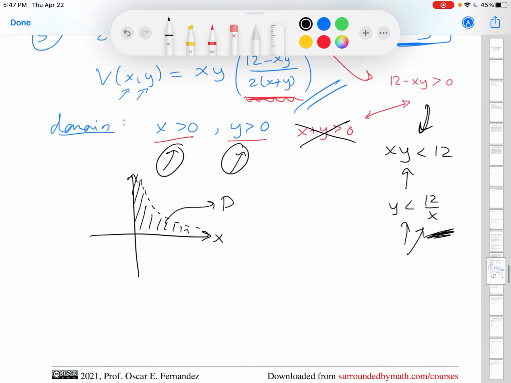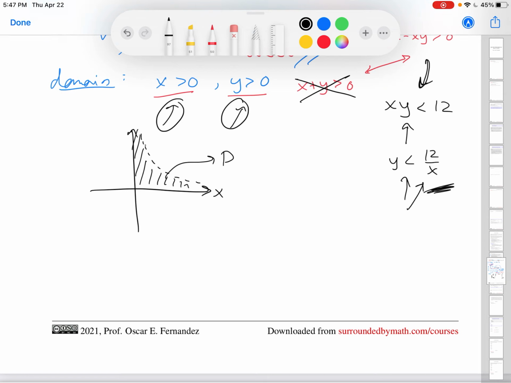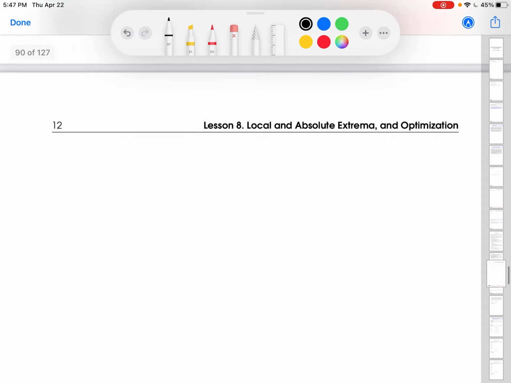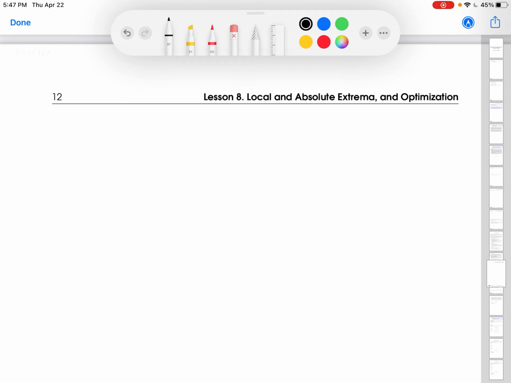So at this point, we've looked at the domain. It is not bounded. It is not closed. So this is another example where we are going to hope that there's only one critical point, and that will turn out to be the case.